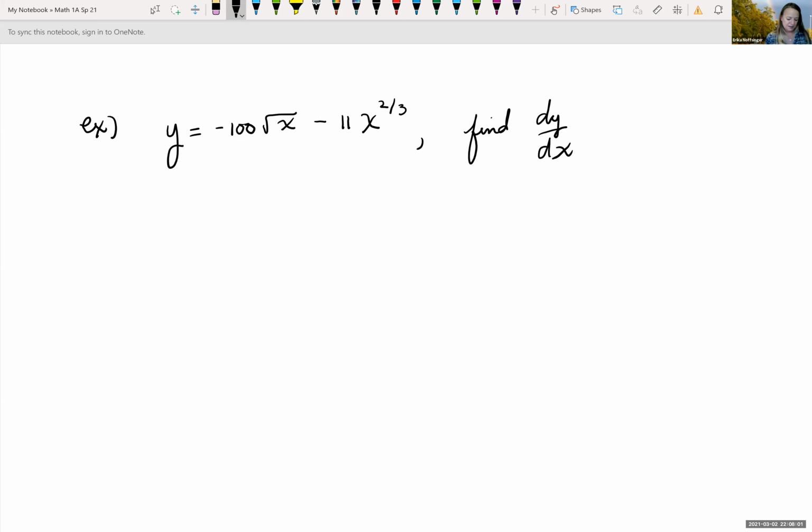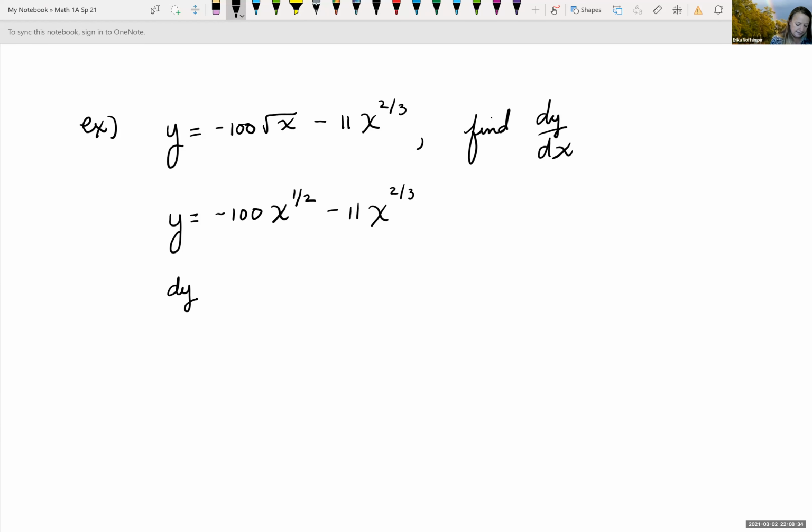Well, we just looked at techniques to take this derivative without using the limit. And before we do that, sometimes you have to rewrite what your equation is so that we can use that general power rule. And so the square root of x, we can rewrite as x raised to the 1/2 power minus 11 x raised to the 2/3 power. So now it's in the form that we can go ahead and take the derivative.